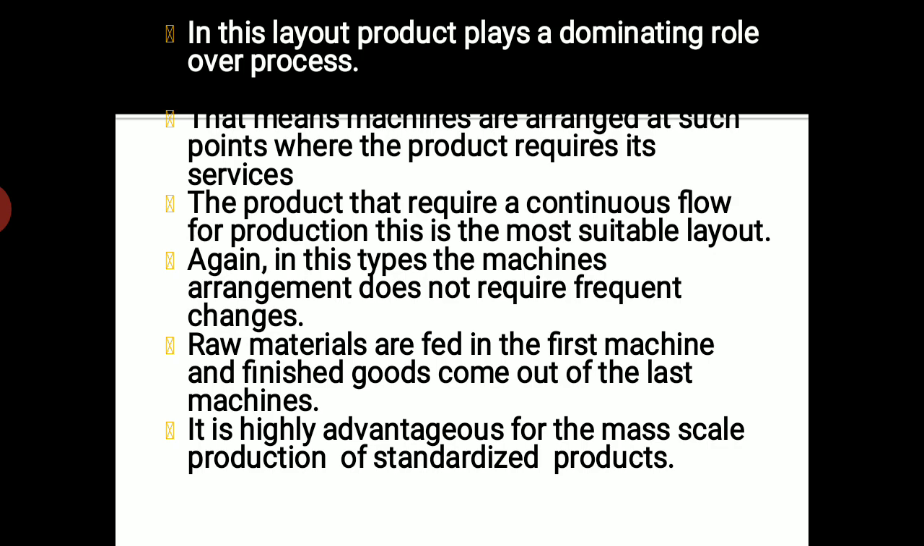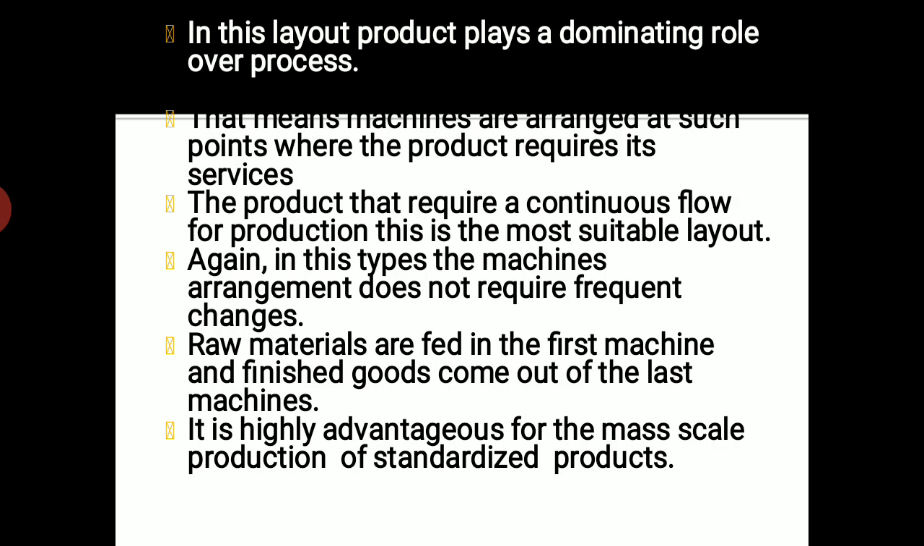Next, for a product that requires a continuous flow for production, this is the most suitable layout. Again, in this type, the machine arrangement does not require frequent changes. No changes are there, or minimum changes are required. Once it is set, it is set forever. Raw materials are fed into the first machine and the finished goods come out of the last machine.